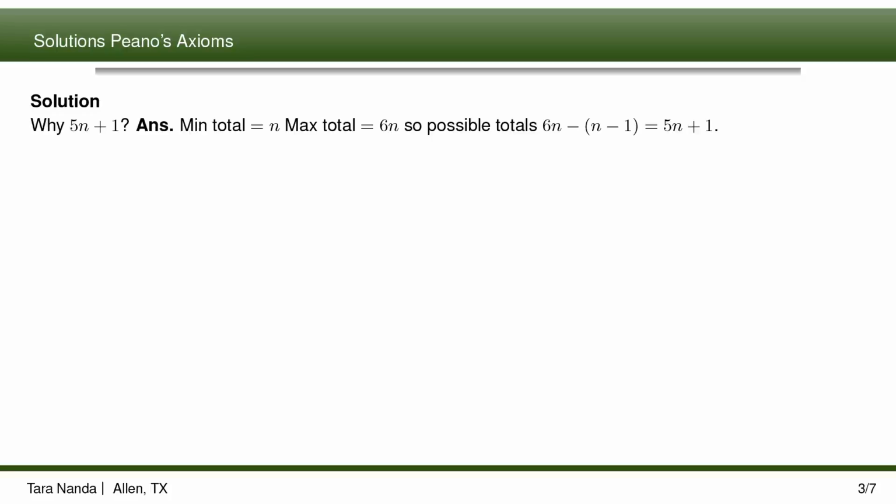The minimum total is n when all the dice show up 1, and the maximum total is 6n when all the dice show a 6. So it seems obvious that the possible totals are 6n minus n minus 1, because the first n minus 1 numbers are not possible. This gives a total of 5n plus 1.